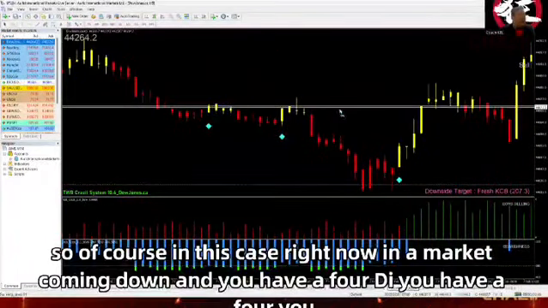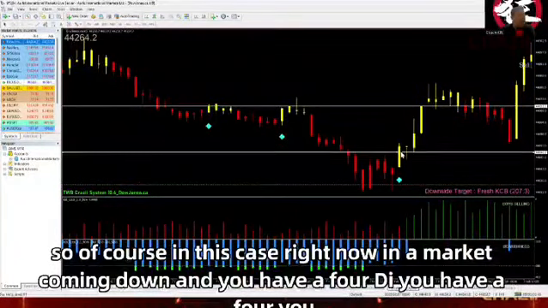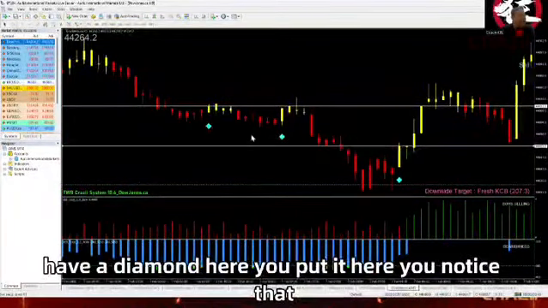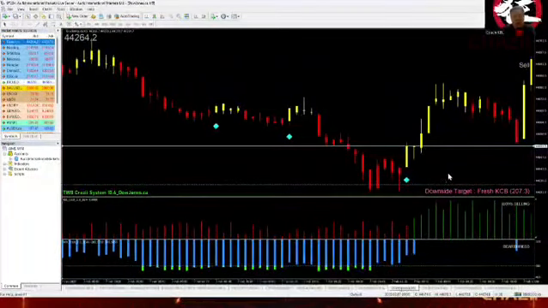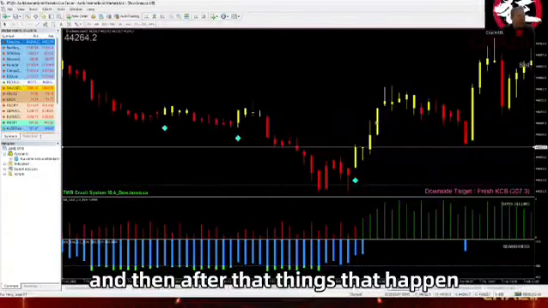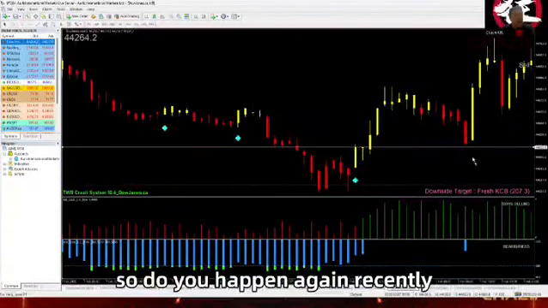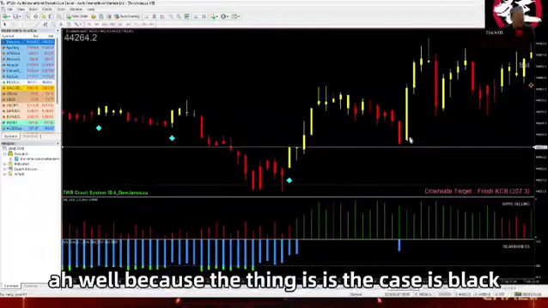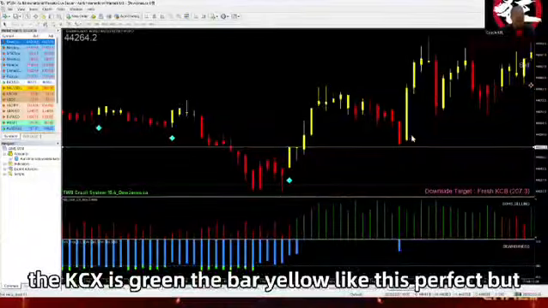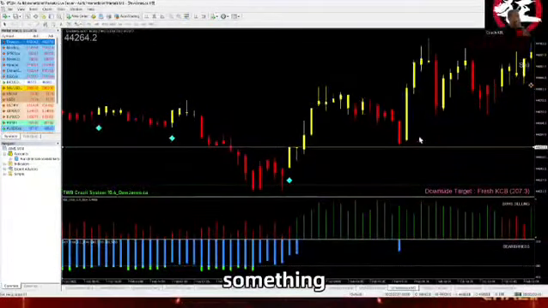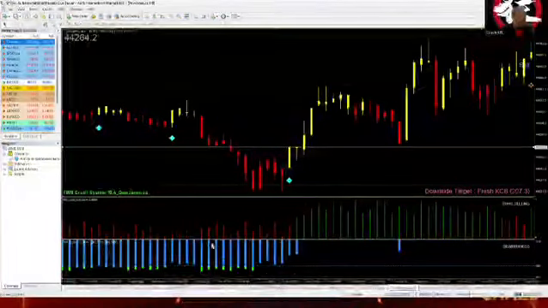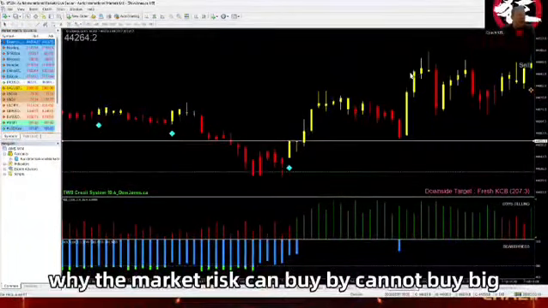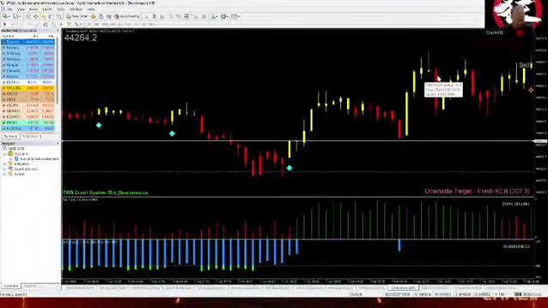So of course, in this case right now, when the market is coming down and you have a diamond here, you put it here, you notice that something very interesting happened. The market started to recognize you, and started to come forward to you, and after that, things can happen. Did it happen again recently? Well, the KCX is black, the KSI is green, the bar is yellow, lightly is perfect. But there's something missing, which is that the KCX didn't appear recently. It already passed. So that's why the market can buy but cannot buy big.